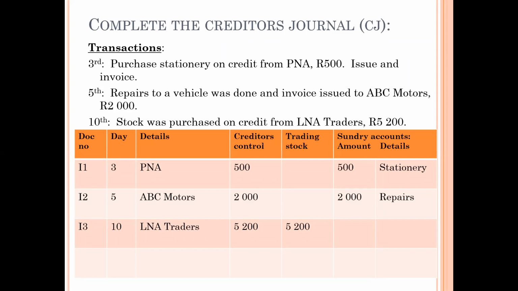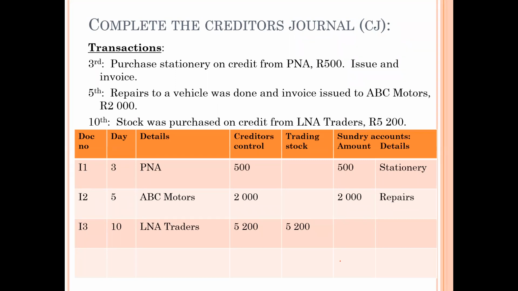Right, one more thing. I haven't done it, but I think by now you actually should know this. What do you do at the end with all journals? You add all the columns, meaning you're going to take creditors control. You're going to add those 3 amounts to get a total at the bottom. The same with trading stock. There's only one total, so you're just going to rewrite the 5,200 Rand. Sundry accounts, if you add up those 2 amounts, that will give you 2,500. Then you write the total at the bottom.